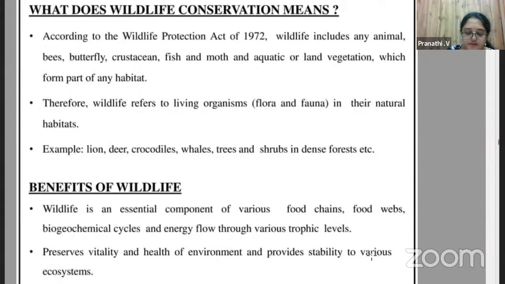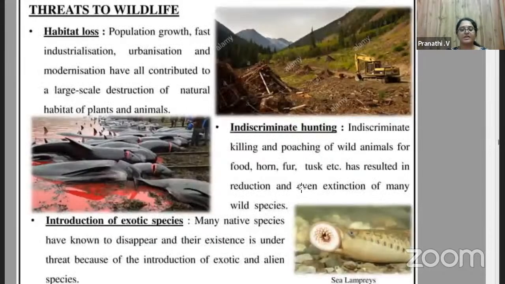So again, all of these, which are the producers, consumers, and decomposers, are linked to the food chain and the ecosystem as such. So when it comes to the benefits, we get a lot of substances, food, and so on from the wildlife. It is an essential component of different kinds of biogeochemical cycles, energy flows through various trophic levels, and it helps in the protection and health of the environment and the stability of the different ecosystems that are present.